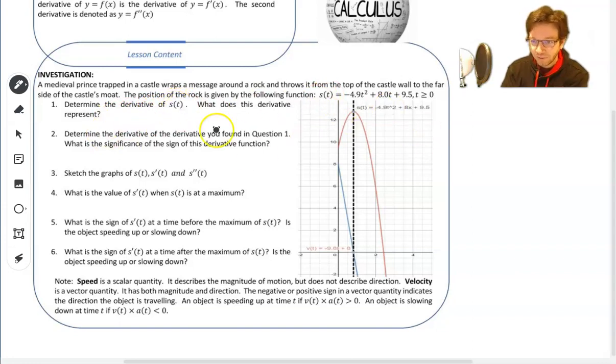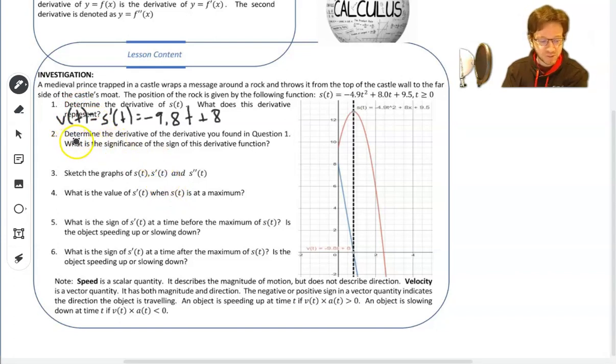Okay, well, s prime of t is going to equal, it's just a polynomial function, so we could just apply the power rule for each term. So bring the 2 out in front, we'll get minus 9.8 times time. And this is just power of 1, so plus 8. And 9.5 is a constant, so it's gone. So there it is. What does this derivative represent? That's the velocity with respect to time.